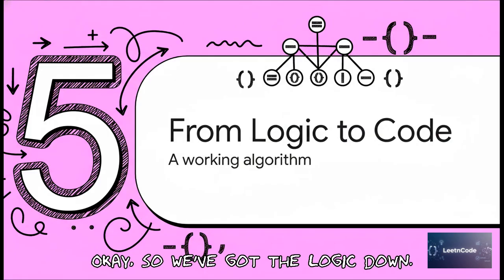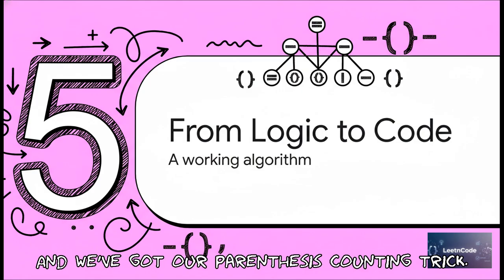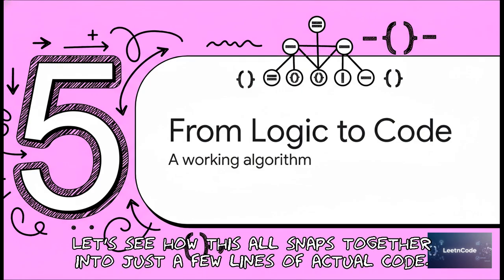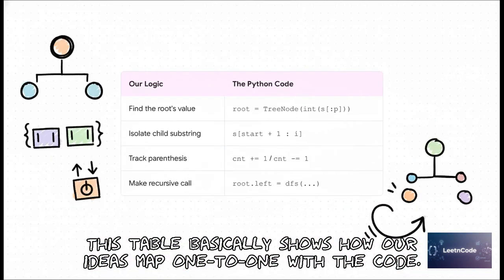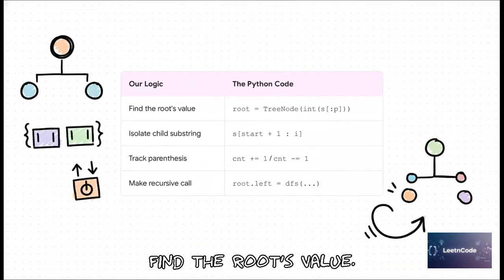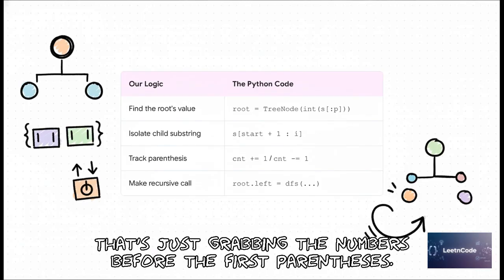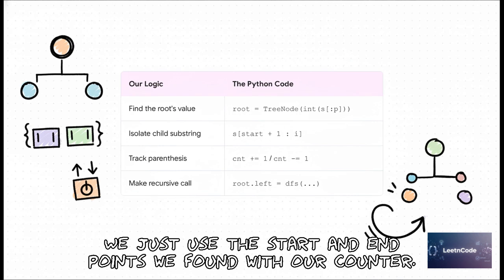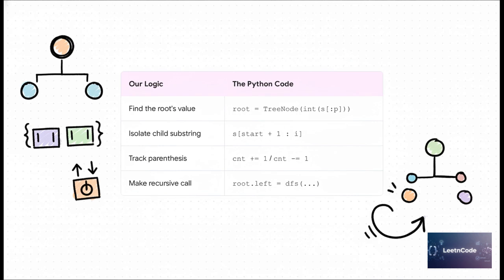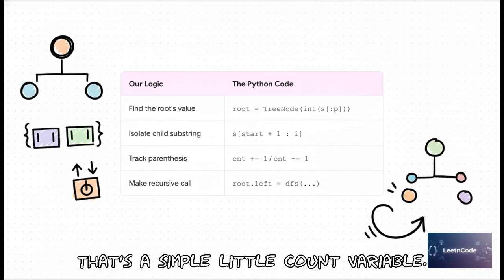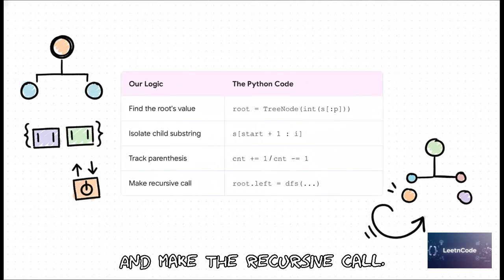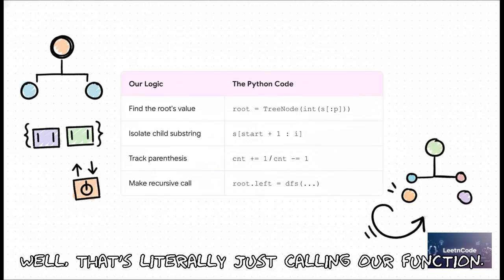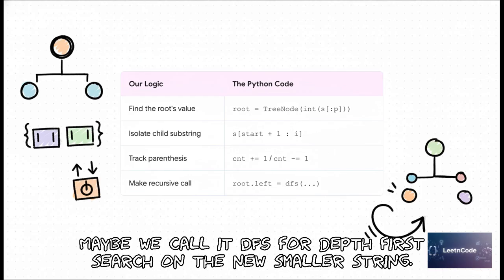Okay, so we've got the logic down, we've got the recursive idea, and we've got our parenthesis counting trick. Let's see how this all snaps together into just a few lines of actual code. This table basically shows how our ideas map one-to-one with the code. Find the root's value? That's just grabbing the numbers before the first parenthesis. Isolate a child substring. We just use the start and end points we found with our counter. Track the balance? That's a simple little count variable. And make the recursive call? Well, that's literally just calling our function. Maybe we call it DFS for depth first search on the new, smaller string.